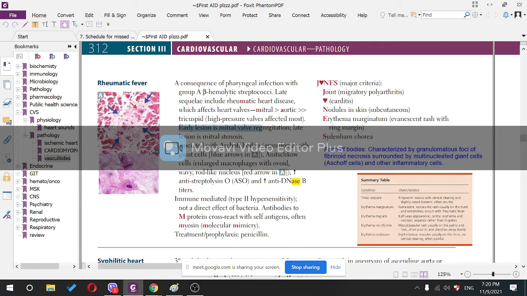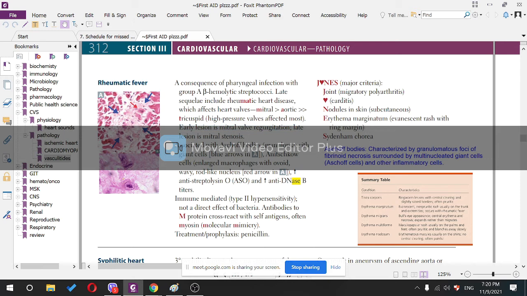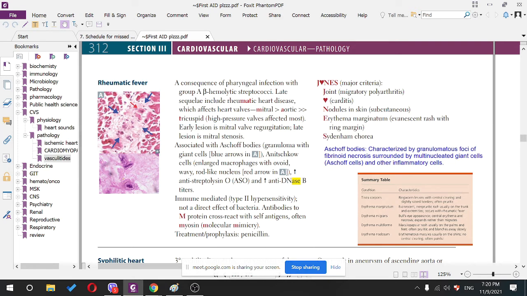Okay, early lesion in the mitral valve is regurgitation, late lesion will be stenosis. You already told me about this. Most of the early lesions of the heart will be regurgitation. Late lesion will be stenosis. Stenosis takes a lot of time.